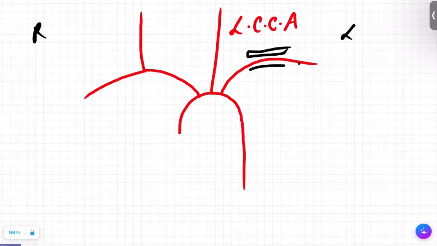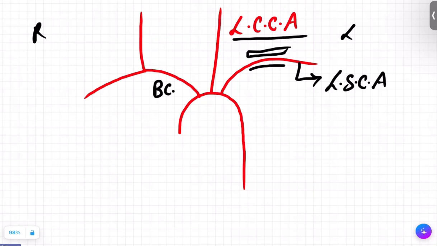So let's name it: left subclavian artery, left common carotid artery, brachiocephalic artery. You won't say left brachiocephalic or right brachiocephalic because you just have one brachiocephalic, okay? Then you have the right common carotid artery and right subclavian artery.